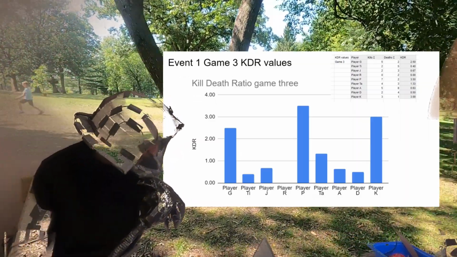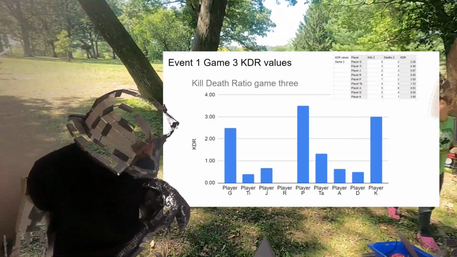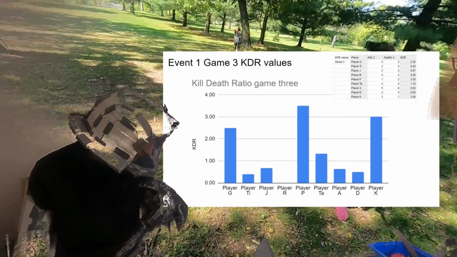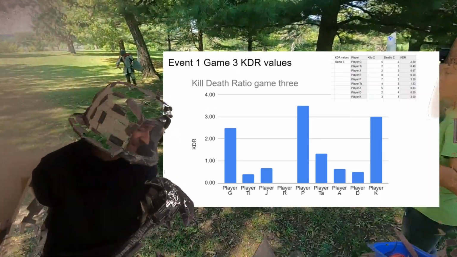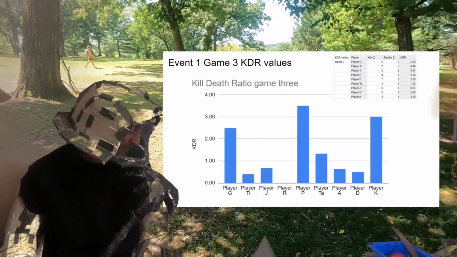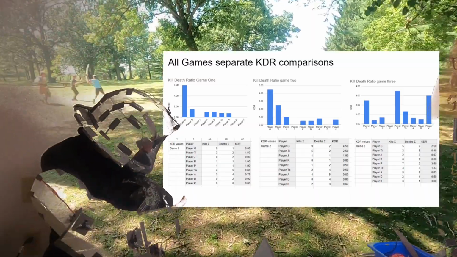And player K as well, with, I believe, yes, 3 kills and 1 death with a KDR of 3. Very active player, very impressive KDR, and this feels a little bit more accurate. I feel like a KDR of 6 is kind of unreasonable when we only have 9 players, but anyways, so here are all the separate comparisons.